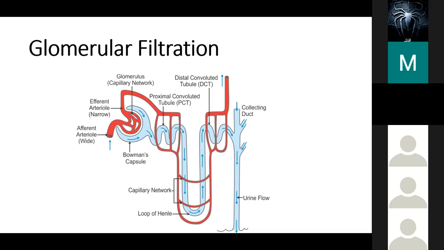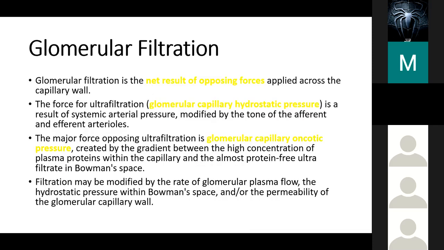Then it goes to the loop of Henle. From the loop of Henle, it goes to the distal convoluted tubule. The final product, which is the urine, goes through the collecting duct, and then it collects as urine. If you look at the glomerular filtration, what happens is that some substances will be filtered while some will remain in the blood. And this is because of opposing forces across the capillary wall.